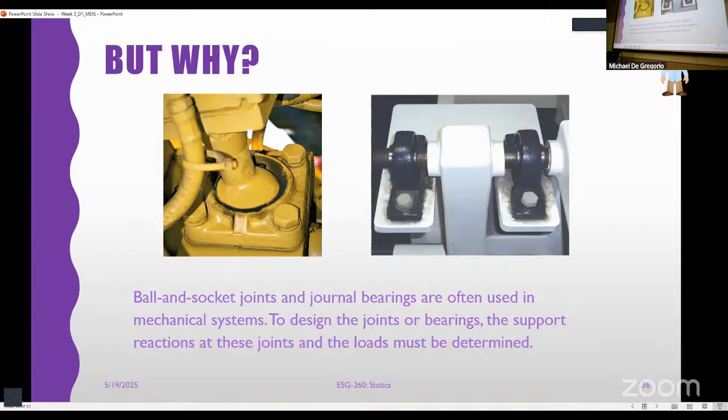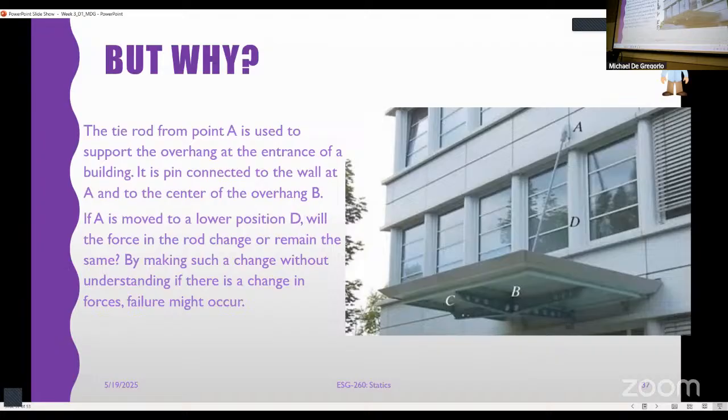So if you're given a three-dimensional problem, we need to understand how these types of connections allow motion, right? That's the whole idea. In this case, if I have a tie rod that's hanging from point A, and we use that to support the overhang of an entrance, we don't want that to fall, so we're going to need to figure out how much force can be taken up here and what our reaction looks like up at that point, right?